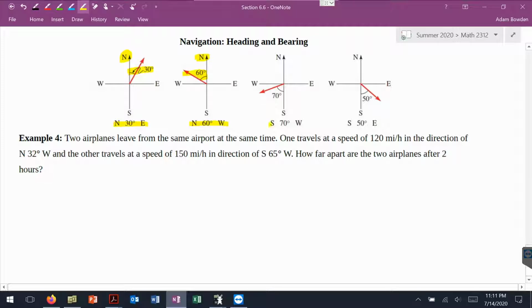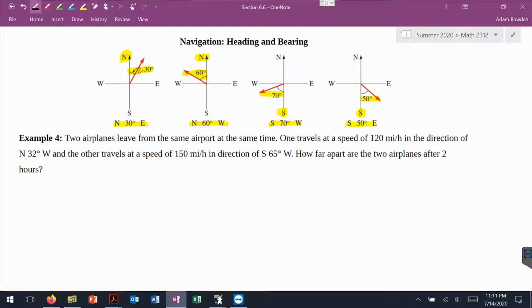And then south 70 degrees west means it's heading in the south direction, but it's angling over from dead due south by 70 degrees over toward the west. South 50 degrees east would mean it's heading toward the south, but it's angling over toward the east by 50 degrees from straight due south.